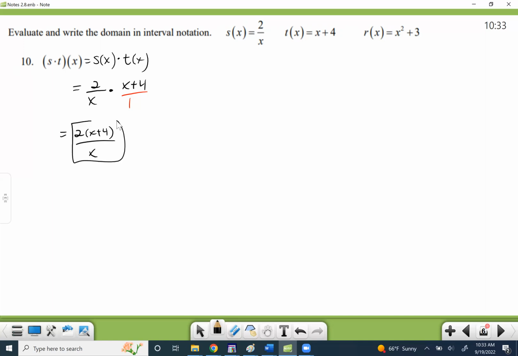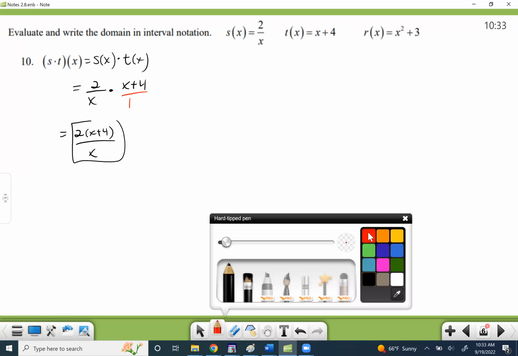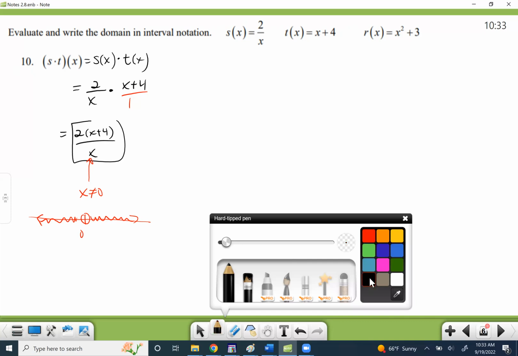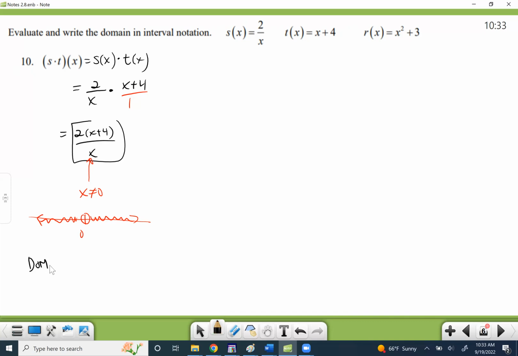Now you should be able to quickly tell me what x can't be, right? You can't have zeros in the denominator, so x cannot be 0. So on a number line, 0's been removed, but every other number to the right and to the left is okay. So if we were going to describe our domain using interval notation, we'd say from negative infinity all the way to 0. And then from 0 all the way to infinity would be our domain.